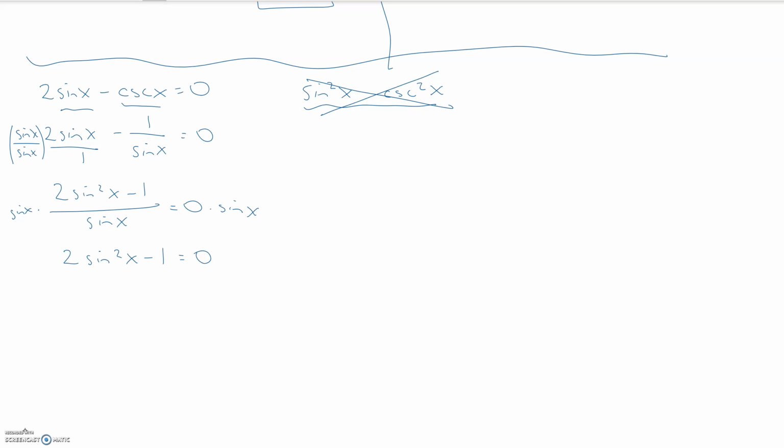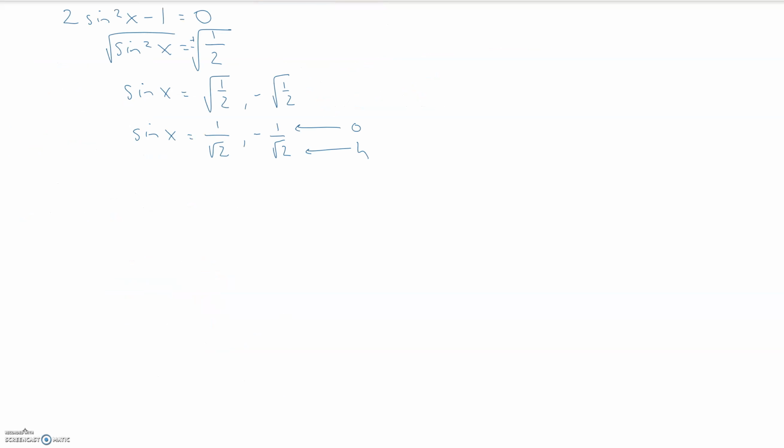Alright, so continuing on, I'm going to add 1, divide by 2. I get sine squared x equals 1 over 2. Take the square root of both sides, but don't forget to go plus or minus. So I have sine x equals positive root 1/2 and negative root 1/2. Cleaning that up just a bit, I have 1 over root 2 and negative 1 over root 2. I'm going to look for places where I have an opposite of positive 1 and a hypotenuse of root 2.